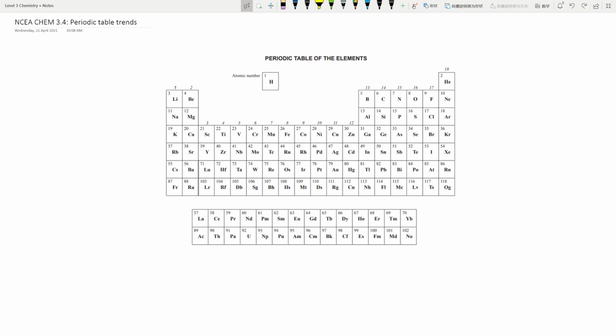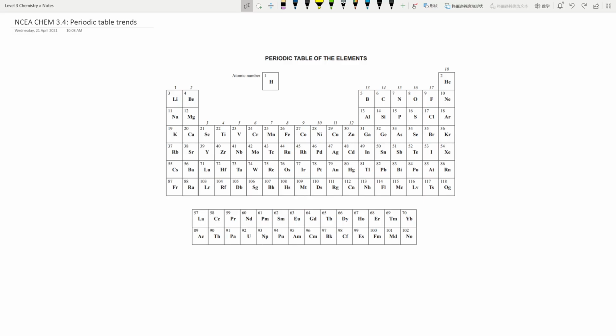Okay, so periodic table trends is quite a big one in this particular standard, and it's actually quite straightforward once you get the hang of it. Unfortunately, it's a lot of writing, it's a lot of rote learning, but I'm here just to make sure that you get the concepts right.